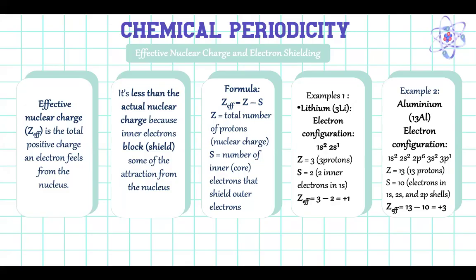Example 2: Aluminum, atomic number 13. Electron configuration is 1s2, 2s2, 2p6, 3s2, and 3p1. Z equals 13 protons. S equals 10 electrons in the 1s, 2s, and 2p shells. And Zeff equals 13 minus 10 equals positive 3.